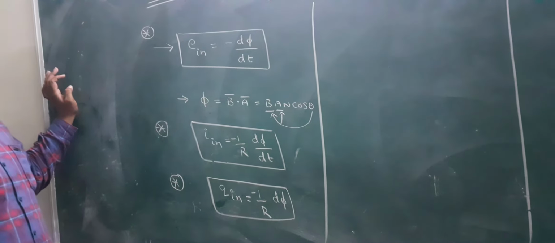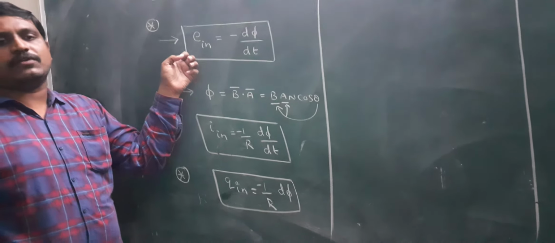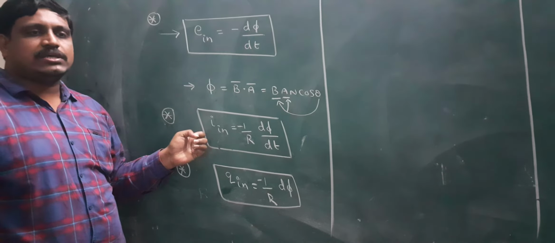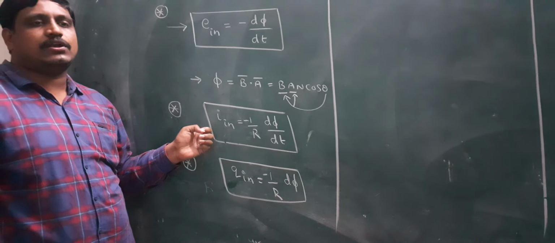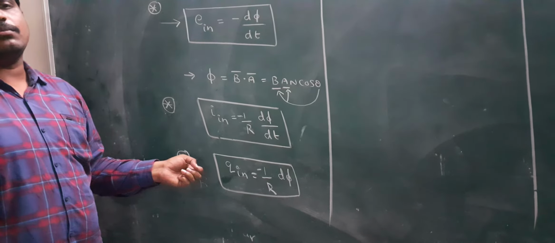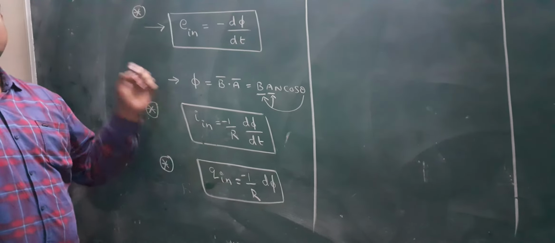Solve the problems. What is the first formula, for induced EMF? Minus d phi by dt. What is the second formula, for induced current? 1 by R into d phi by dt. What is the third formula, for induced charge? 1 by R into d phi.